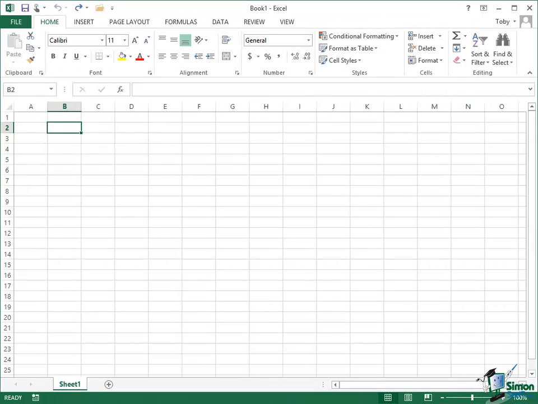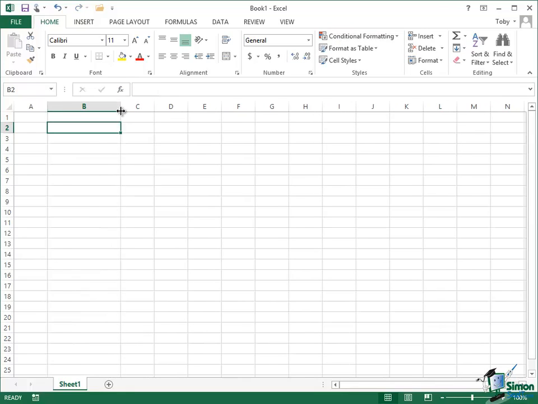Now the first thing I'm going to do is to set up the values that are going to be used in the calculation of mortgage payments. The first of them is going to be the amount of the loan, which I am going to at the moment treat as the purchase price of a house. So I'm going to enter a purchase price.